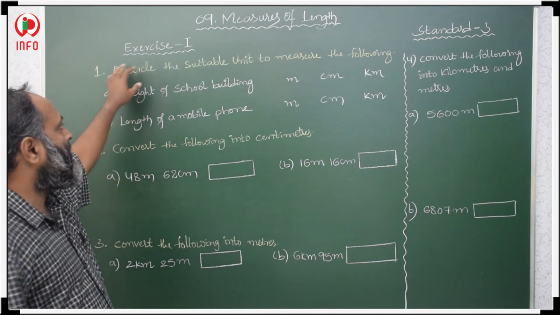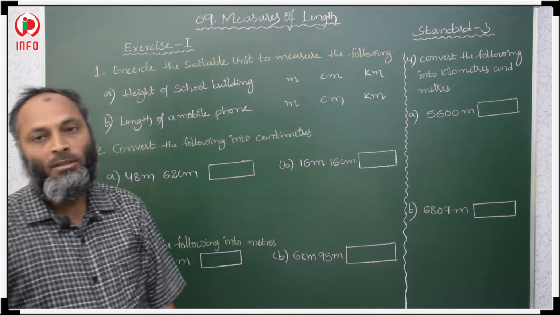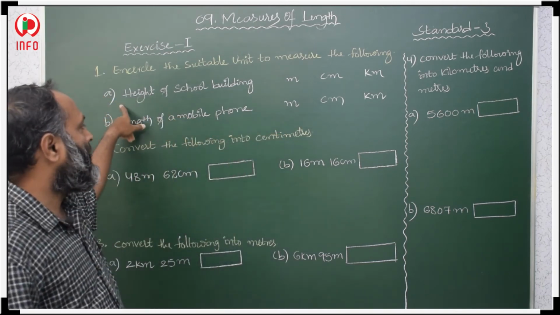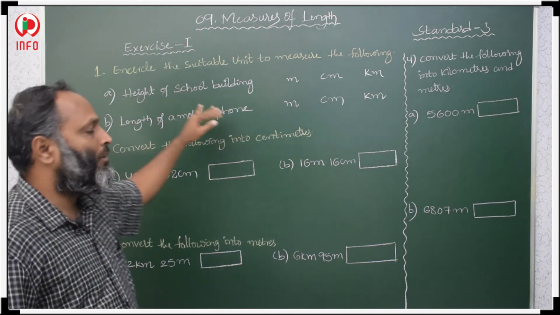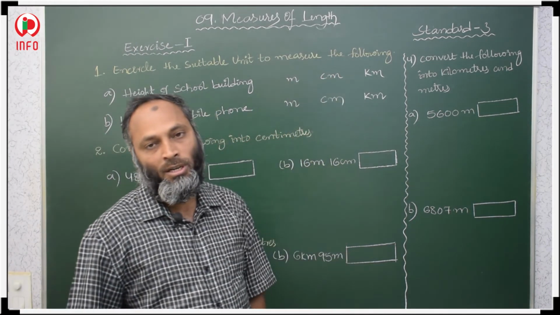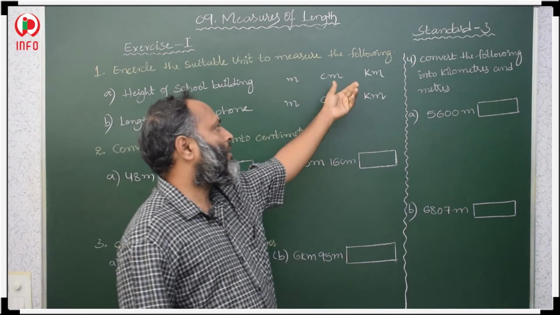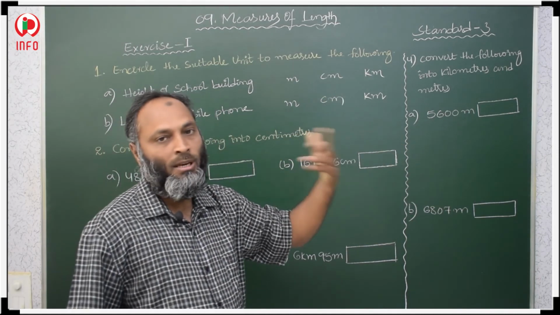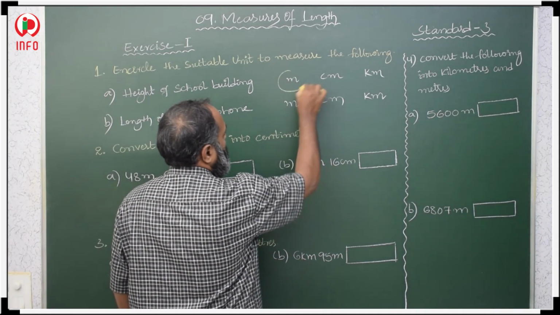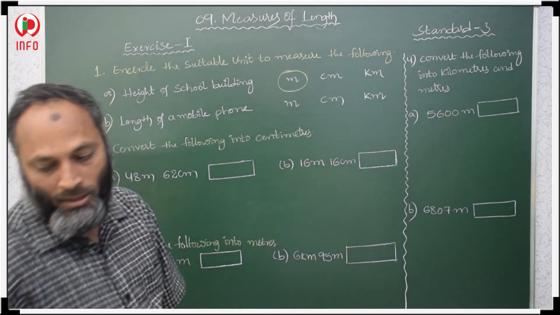Now, see in the exercise, the first question. Encircle a suitable unit to measure the following. So first, what is given here? Height of a school building. Generally we use meters, centimeters, kilometers. Centimeters are a very small unit, we cannot measure with centimeters. Kilometers are a very large unit, we cannot measure with a kilometer. So meters are the suitable unit to measure the height of a building, okay.